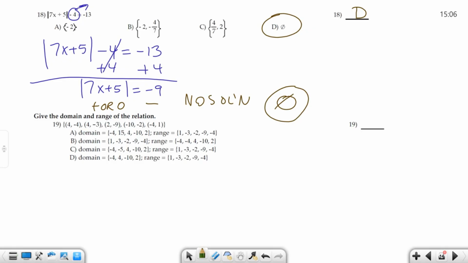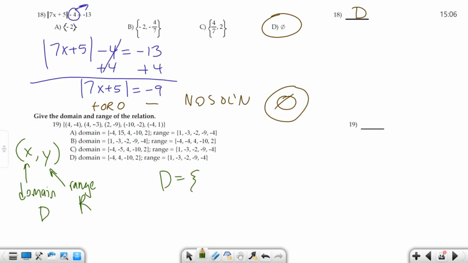Domain and range, if you recall, ordered pairs are x comma y. This is the domain. And this is the range. So that means the first of the two ordered pairs is the x. The second is the y. So the domain, I'm going to call that capital D. And the range, I'm going to call capital R. Capital D is equal to what? 4. That's 4. And then we have 4 again. We don't write it again. 2, negative 10, and negative 4, right? So 4 twice, and then 2, negative 10, and negative 4.